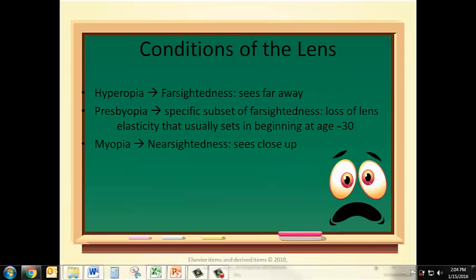This slide is not a part of your printed notes, but make a note in the margin about these common conditions of the lens. Although these conditions don't typically lead to surgical procedures, ophthalmic surgeons will expect you to know the terms when they're used. So here you see hyperopia is farsightedness. Presbyopia is a specific type of farsightedness that usually is related to age. And myopia is nearsightedness. Okay?